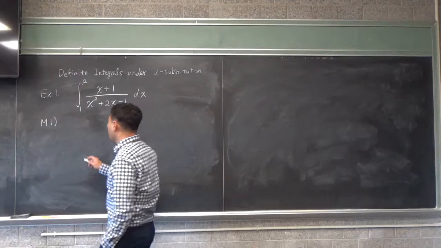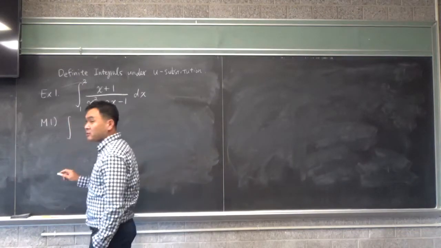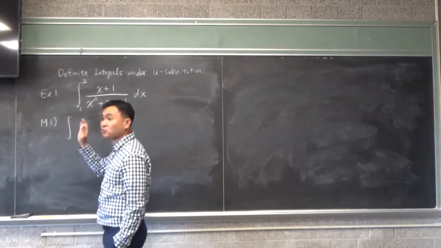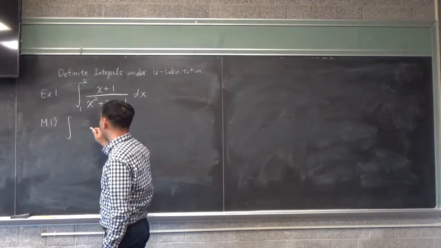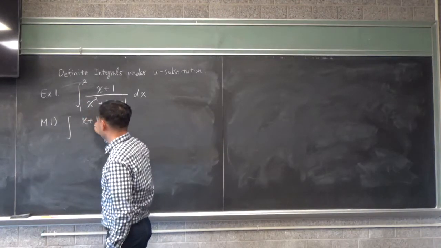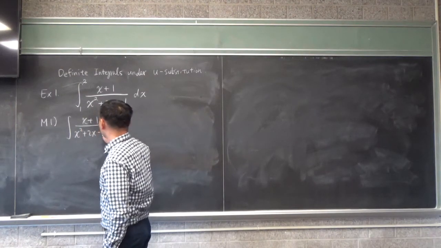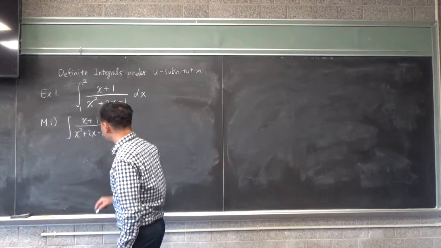Method 1 just says, well, we'll worry about the definite integrals, worry about the bounds later. We'll just do the indefinite integrals first, because that's what we are used to doing, right? So just do this one.